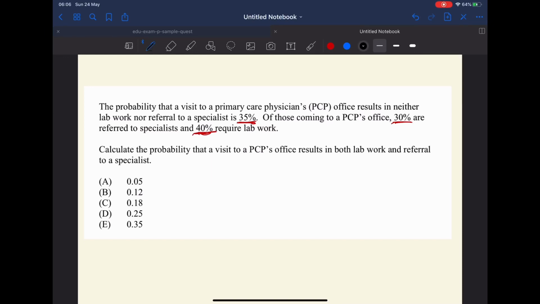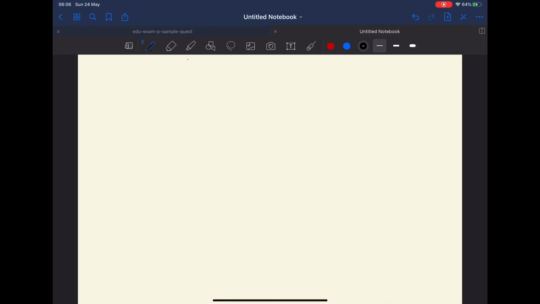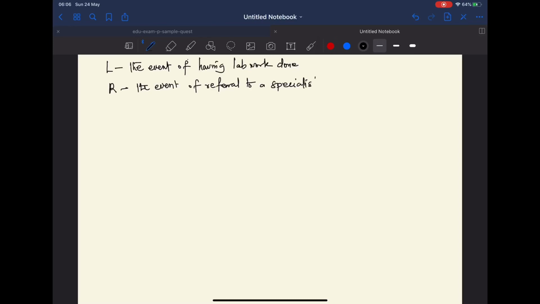So we will need to define some basic events. L is the event of having lab work done, and we let R be the event of referral to a specialist. So these are the two events we have.